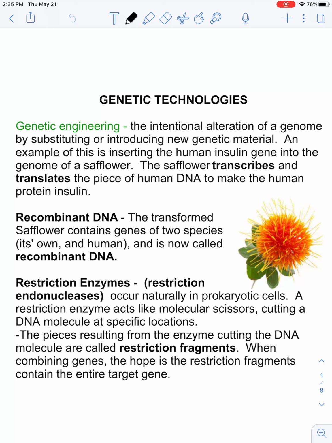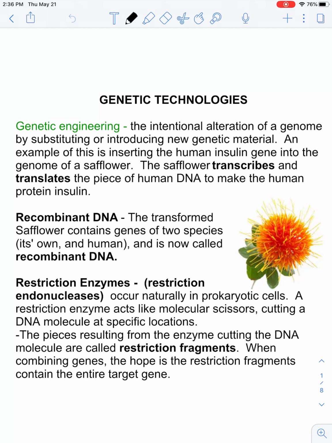So they started doing this with bacteria. So what they did was they took the DNA from a human that codes for insulin, which is a hormone, obviously a protein-based hormone since its code is in the DNA. And they inserted this into bacteria, and the bacteria were transcribing and translating to make human insulin. But now they actually plant crops of safflower because they've done this with a flower.